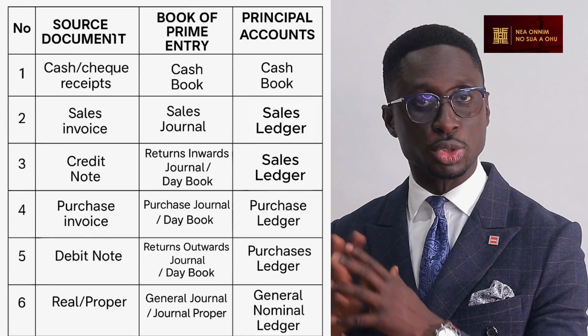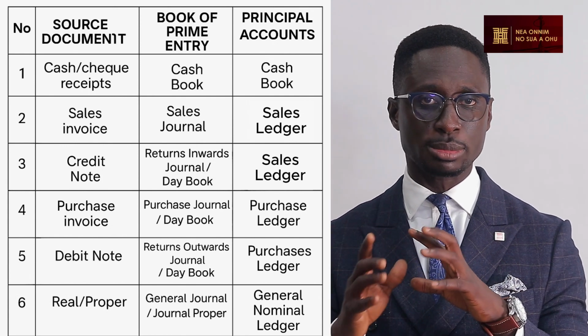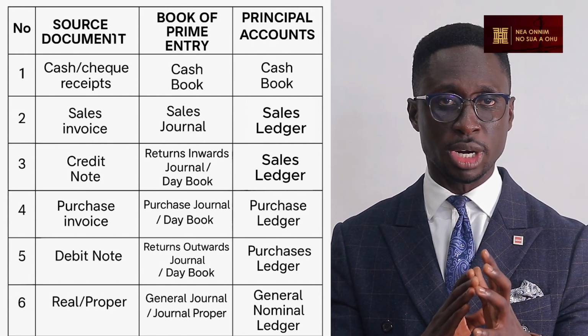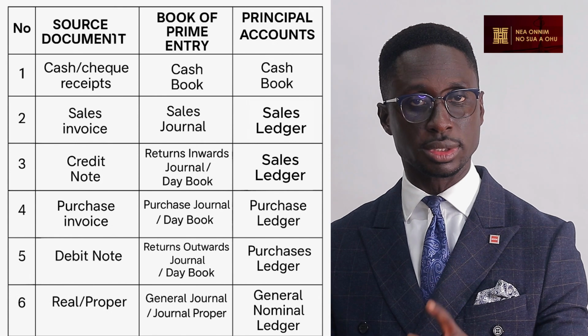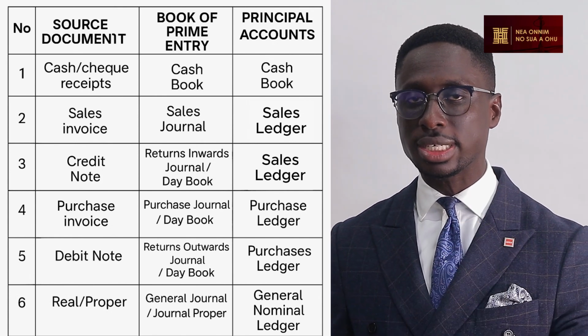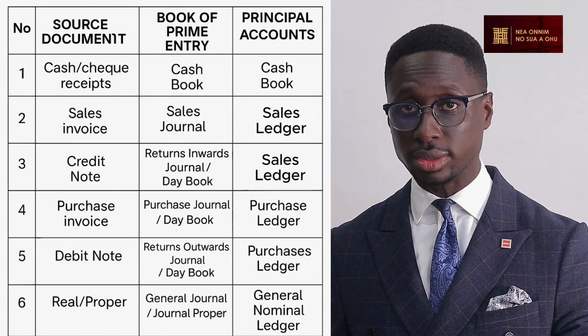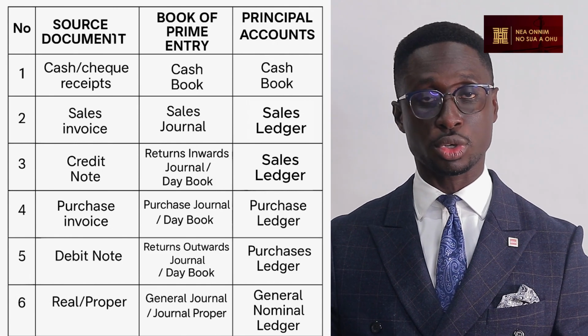Also the cash book. So that is the first lesson for you here when it comes to the relationship between the books of prime entry and the principal books of accounts. In the case of cash transactions, the cash book serves both as a book of prime entry as well as a principal book of accounts. So that is cash transactions.